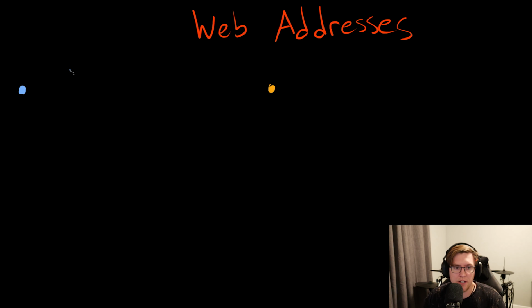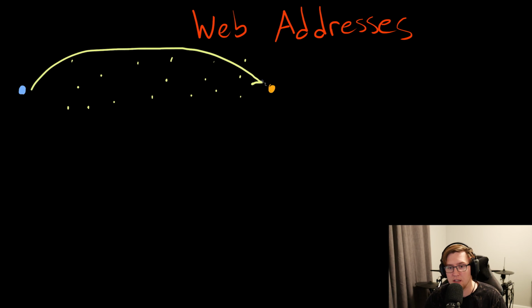Trouble is, the internet is made up of much more than just my computer and the server, right? We have all these other devices that are connected to the internet. We have tons of other servers that are connected to the internet. So how can I tell the routing mechanisms of the internet that I want to communicate directly with that server? Well, that's where web addresses come in. And more specifically, what we call IP addresses or Internet Protocol addresses.